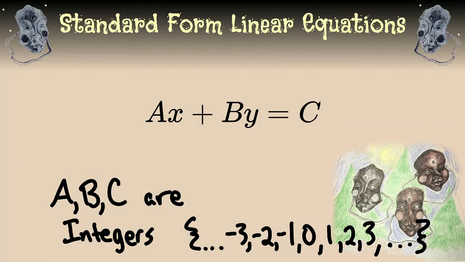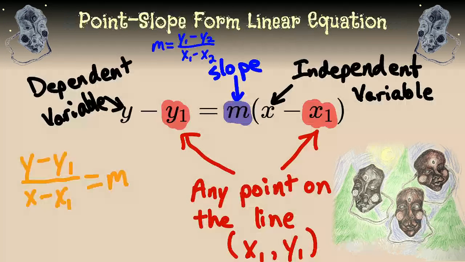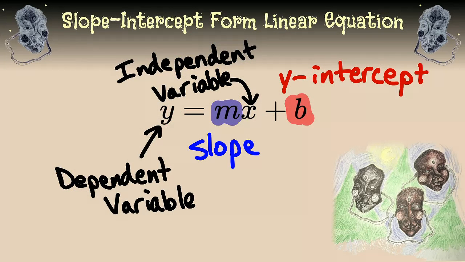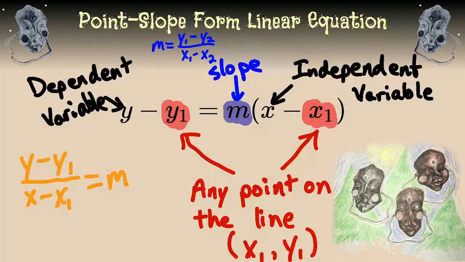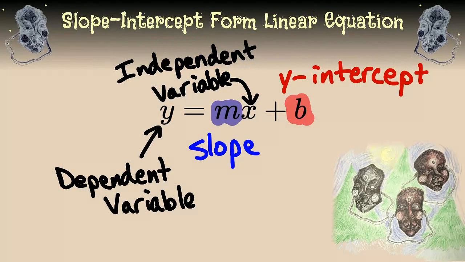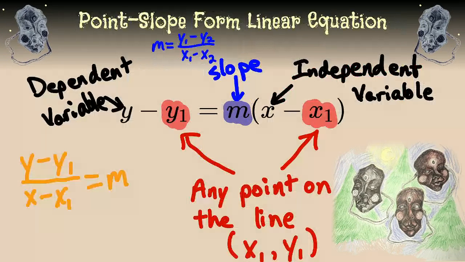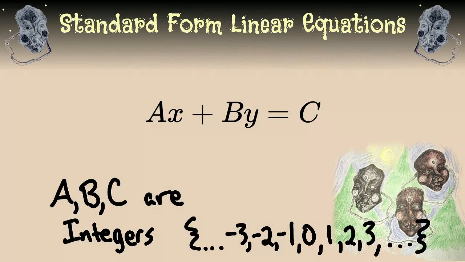All right, so with those other two forms, slope intercept and point slope, you get useful things about the graph just by looking at the equation. You either get the slope and the y-intercept, or you get the slope and some point. Here, you don't get anything. Why is it useful then? Great question.